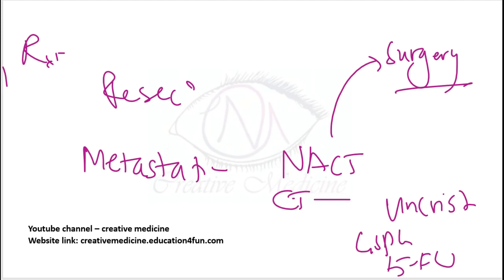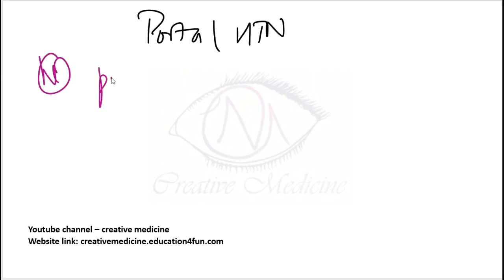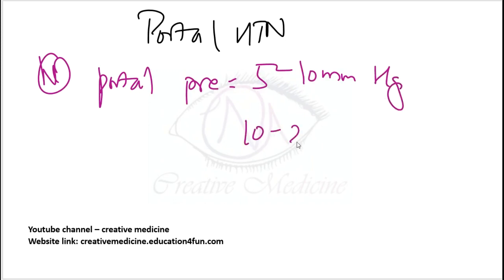Then the next important topic for today is portal hypertension. So what is the normal portal pressure? Normal portal pressure is 5 to 10 millimeters of Hg, or 10 to 15 centimeters of saline.